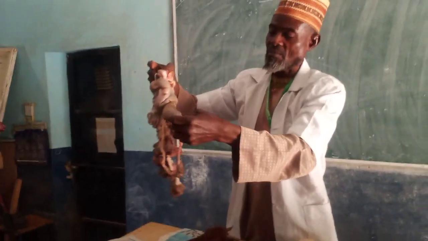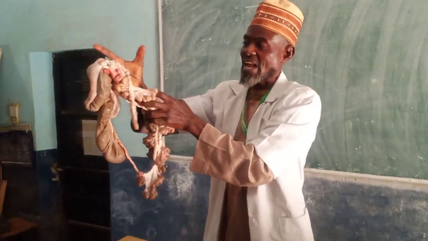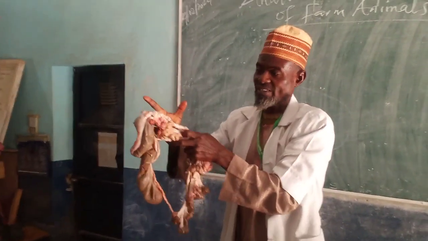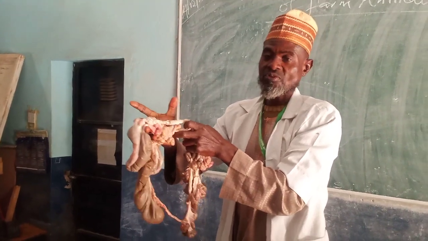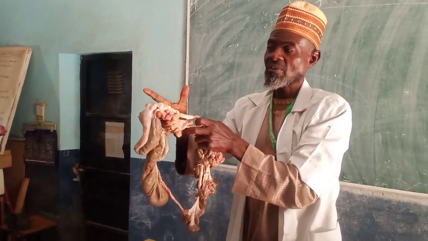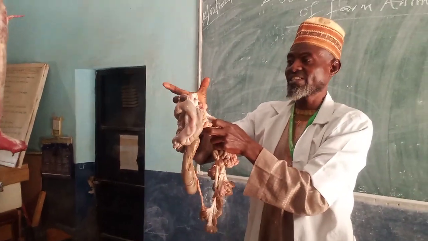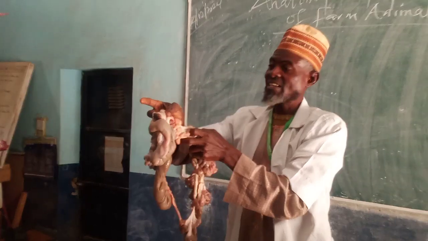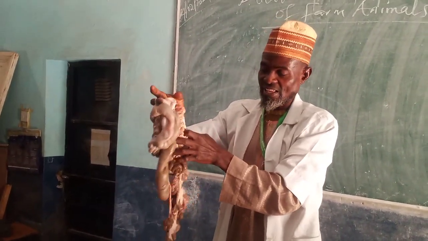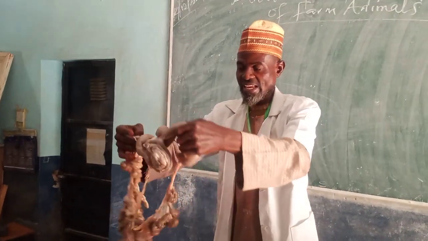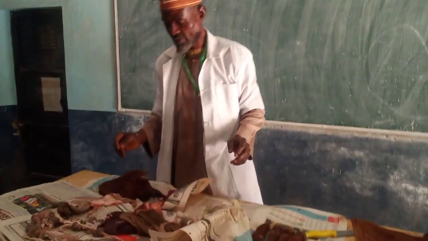So any feed materials that have been passed to the large intestine are waste. They can be regarded as waste, which has to be removed from the body. Once it is removed, the animal will be comfortable. Even a human being, once it reaches the large intestine, you will not be comfortable until it is expelled. Is that clear? So that is the digestive system of ruminant animals.